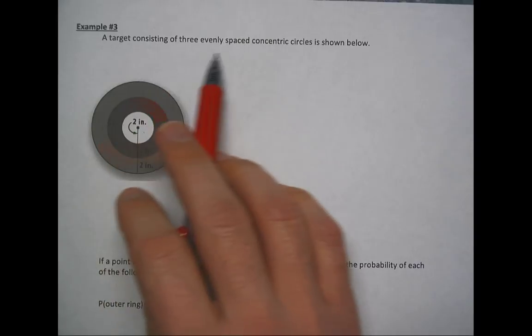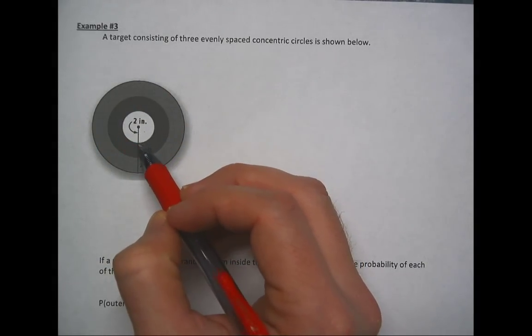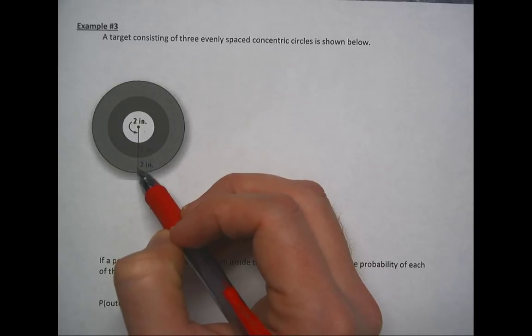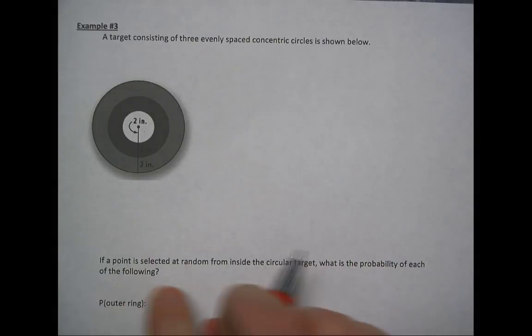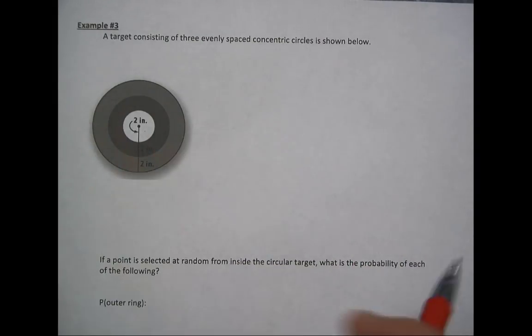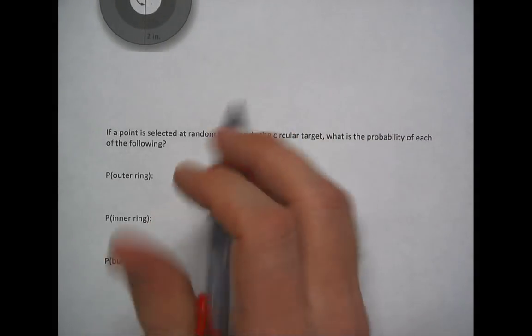So these are all evenly spaced. If you notice, the radius here is 2, this next ring has a 2, and this ring has another 2. So it's all even. It says if a point is selected at random from inside this, what's the probability of each of the following? So look at what we're going to have to do if we glance down.